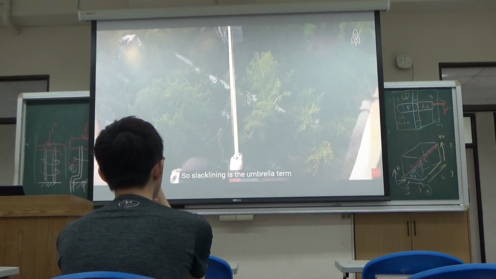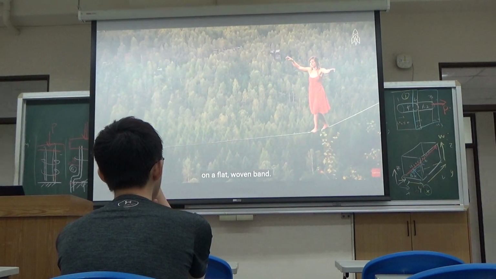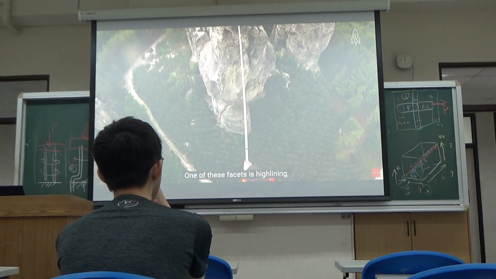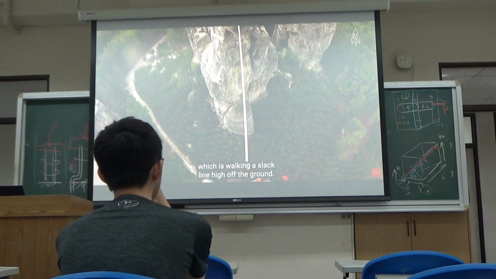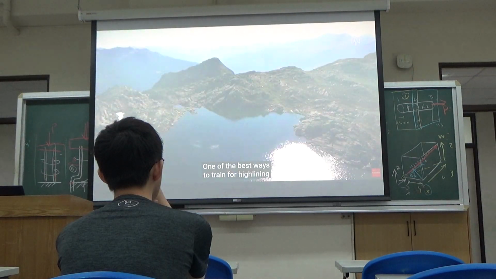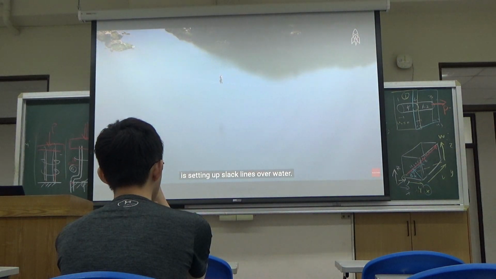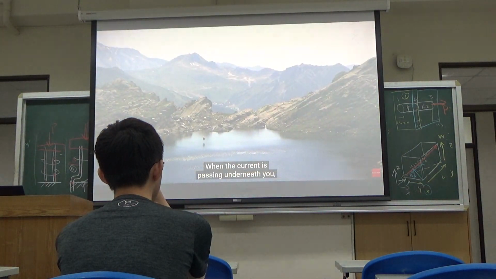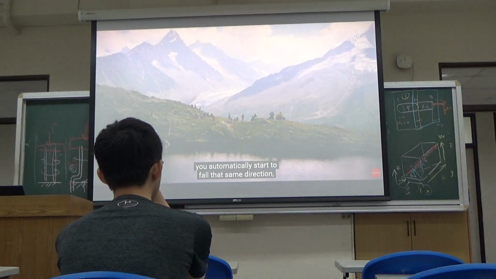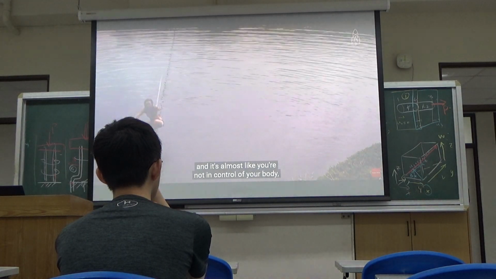So slacklining is the umbrella term for all the different facets of walking on a flat woven band. One of these facets is highlining, which is walking a slackline high off the ground. One of the best ways to train for highlining is setting up slacklines over water. When the current is passing underneath you, you automatically start to fall that same direction, and it's almost like you're not in control of your body.